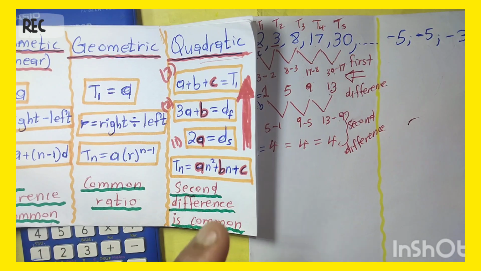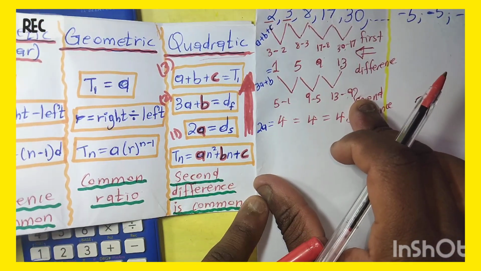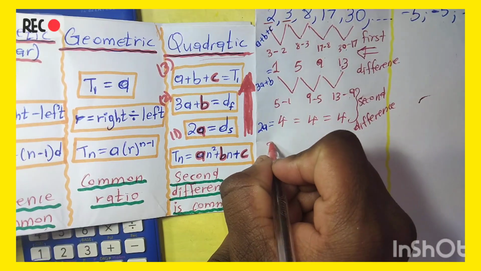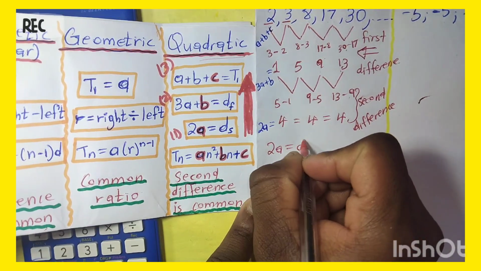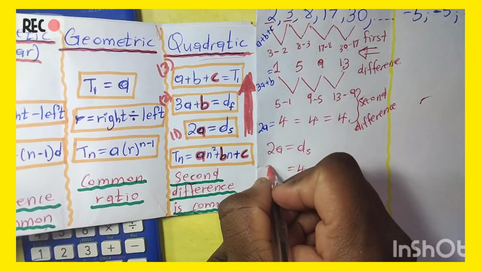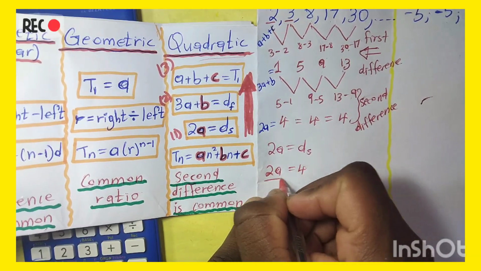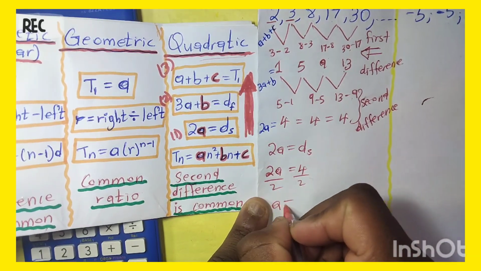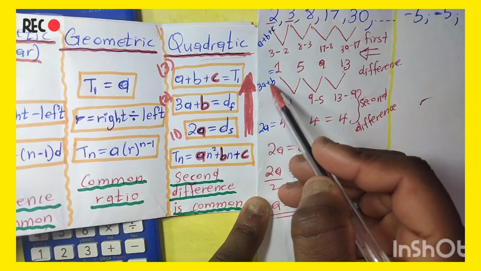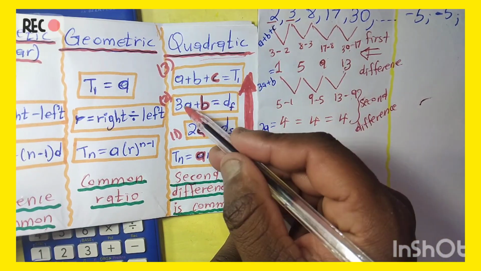So let's try to apply this equation starting from here until there. We'll start here by saying that here we've got 2a, which is equal to d, the second difference. My second difference there is 4. Then I can solve for a by dividing by 2, which gives the value for a as 2. Do you see?